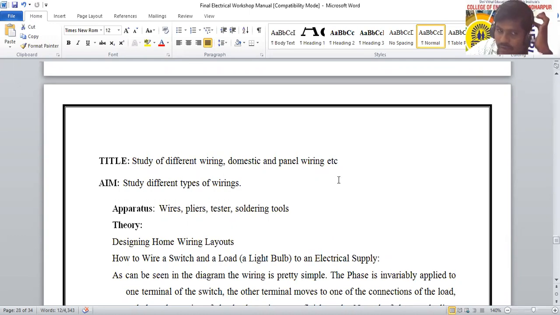Okay, so these types of wiring we have also understood while understanding the switch concept. When we studied switches, I think it was different types of switches, study of different types of switches, our first experiment. In that we studied different types of switches: one way switch, two way switch, that is SPST switch, single pole single throw switch, DPST switch, double pole single throw switch, DPDT switch, double pole double throw switch, SPDT switch, single pole double throw switch.